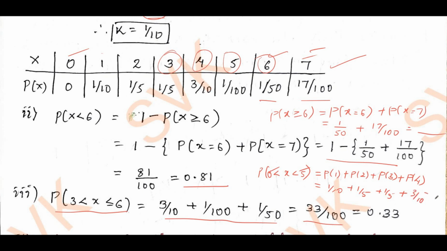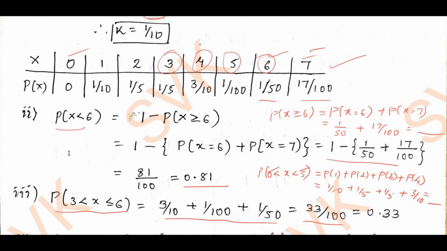If we do this, how much are we going to get? That will be the required answer. So this is how to find the probability density function, and we can find the unknown value called k. After finding the value of k, we can solve individual problems like this.